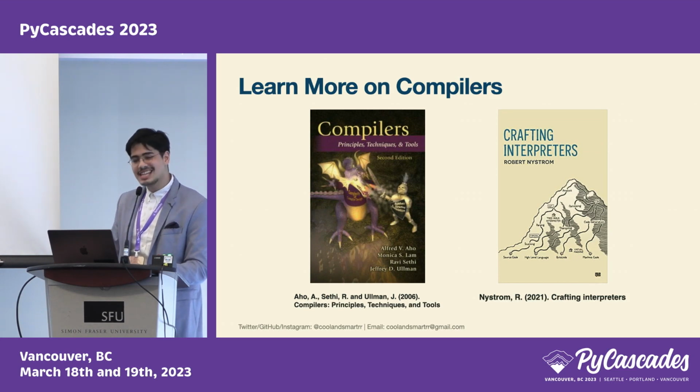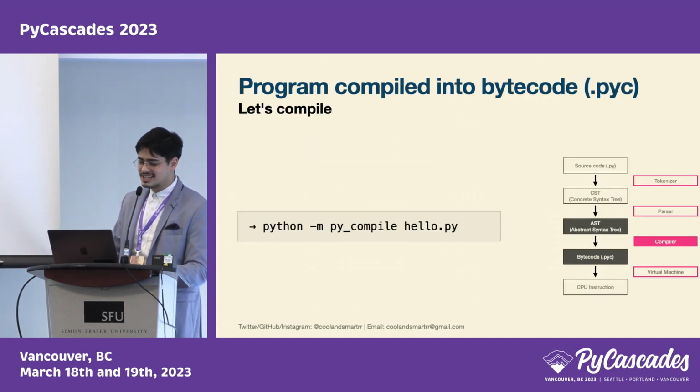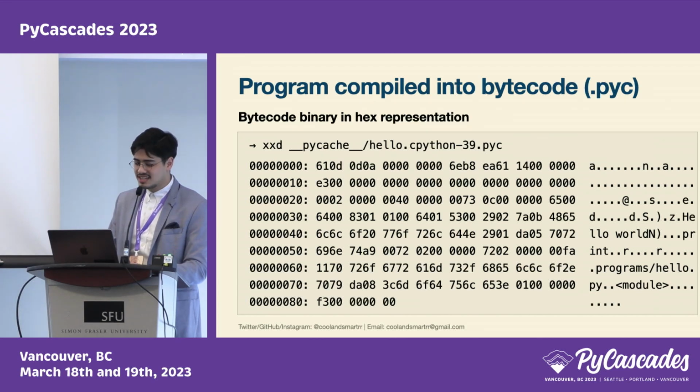So now we have the AST. Let's compile it. So we call the PyCompile module, and once it's compiled, this is what we get. The artifact of the compilation is in bytecode binary, and here we could represent it in hex.